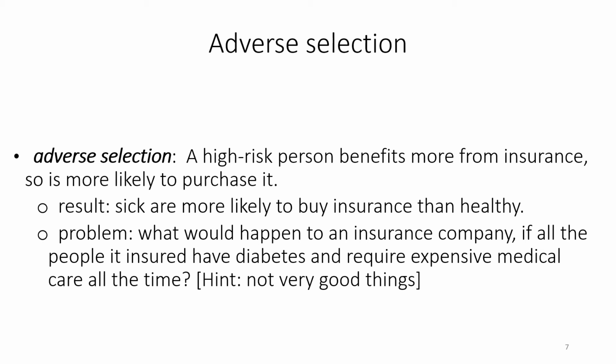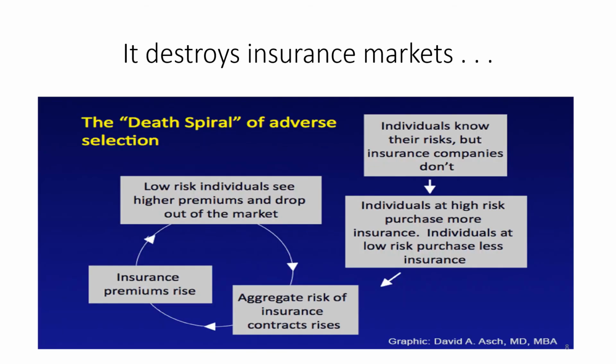Suppose they all got diabetes at once and required expensive medical care. What happens to the insurance company? They'll end up paying lots of claims with no free premiums from the healthy people to back them up. That creates a big problem in insurance markets, right? It creates what we call a death spiral of adverse selection.